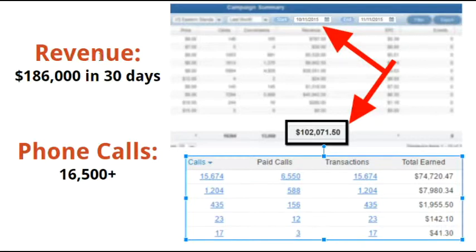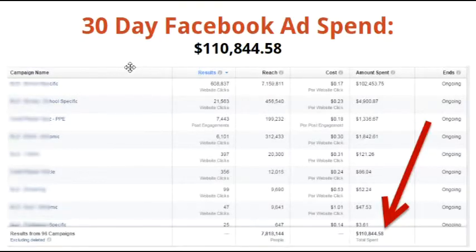So this is the numbers. We did, like I said, $186,000 in 30 days, over 16,000 phone calls, which is probably a lot more than that, but that's just what's in this screen grab. And so how much did we do in net profit? We spent $110,000 in Facebook ads to generate all those phone calls and revenue. So in net profit, it was a little over 80,000, 85-ish thousand in 30 days from this campaign.